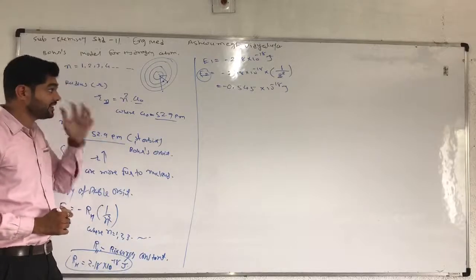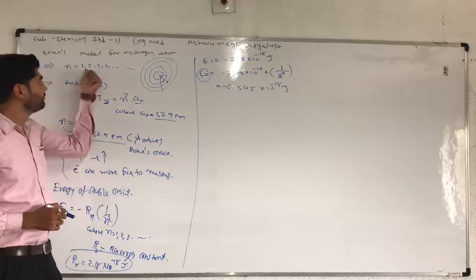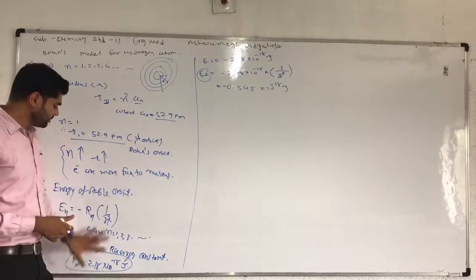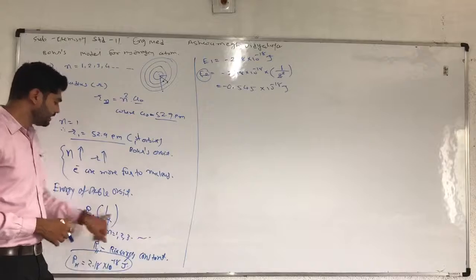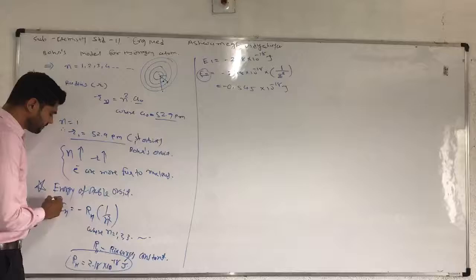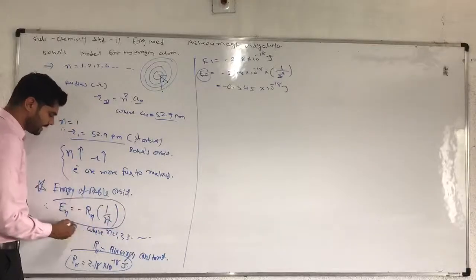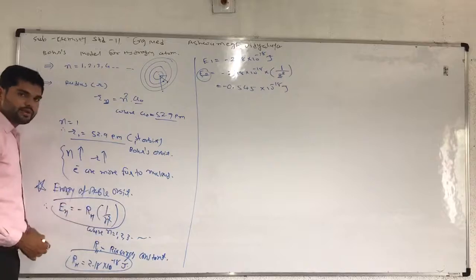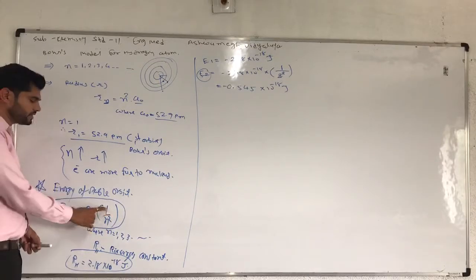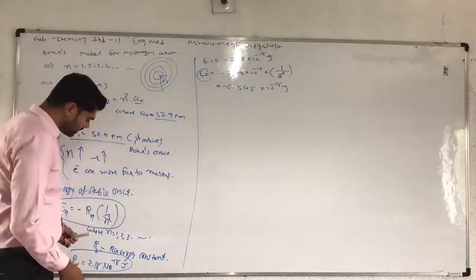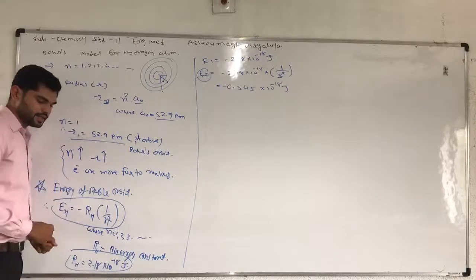In the same way, we can find the energy for different n: 1, 2, 3, 4, 5, 6, any number, you can find the energy level. So we find the energy of a stable orbit by using this equation: En is equal to minus RH into Z divided by n square. For hydrogen Z equal to 1, therefore 1 upon n square. Now discuss this minus sign.